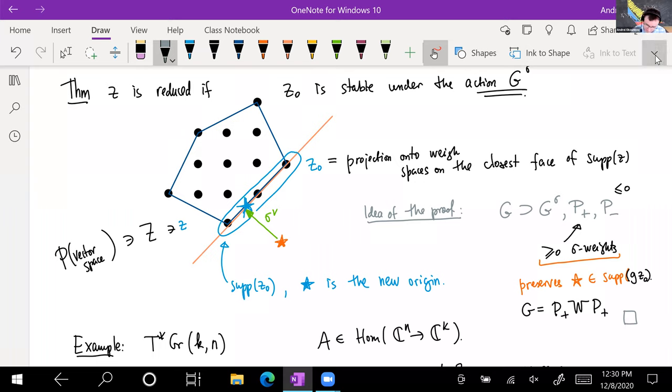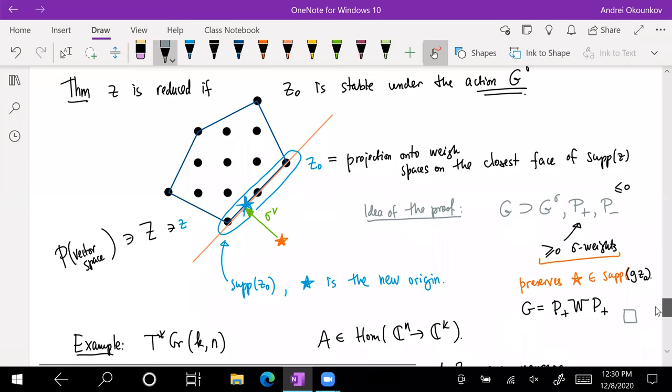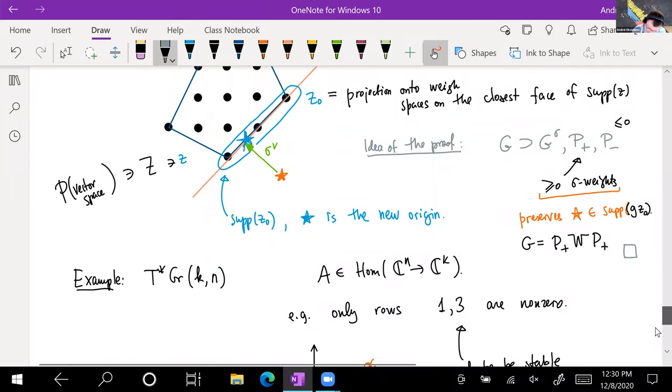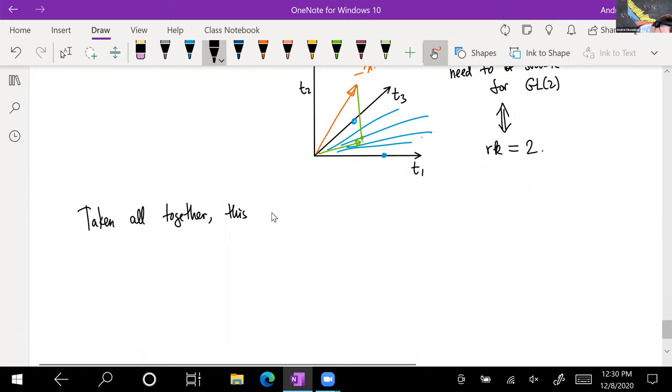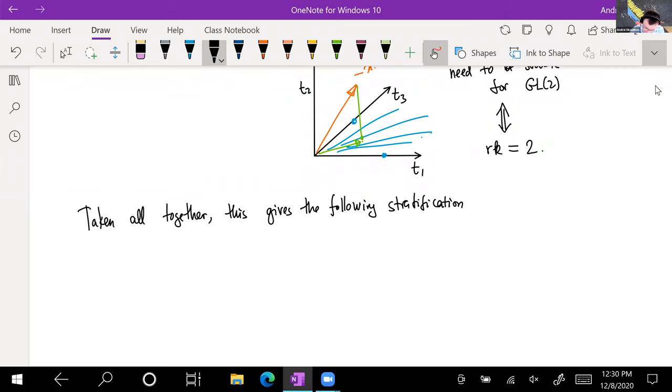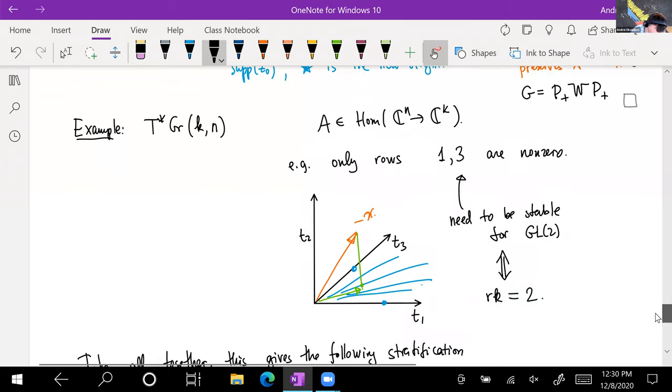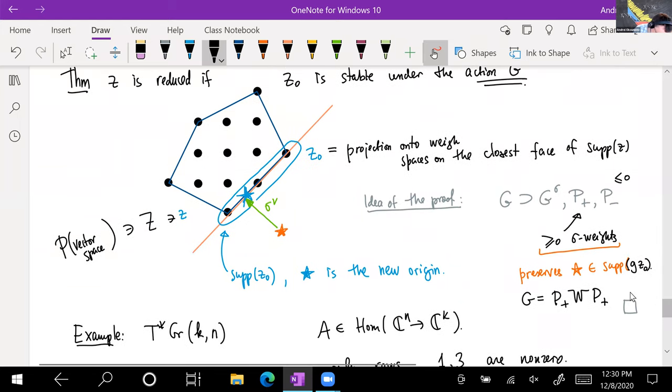More questions? Okay. Well, so I tried to explain the idea, which you can read in Kirwan and Popov. So this gives the following classification. If you take points which are destabilized exactly by this one-parameter subgroup, it's one parameter subgroup.